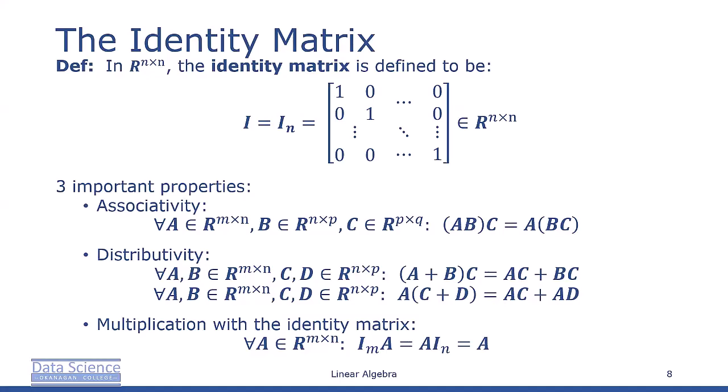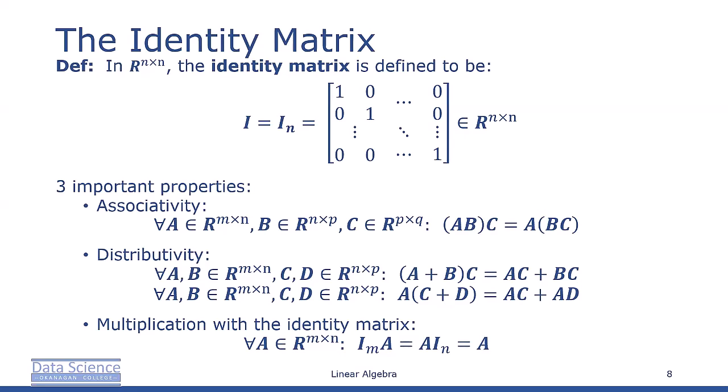In n by n space, the identity matrix is defined to be the matrix that has 0 in every entry except down the main diagonal. The entries on the main diagonal are 1. This is an important matrix in linear algebra because it acts in the same way as multiplying a number by 1 does. It leaves the number, or in this case the matrix, unchanged.